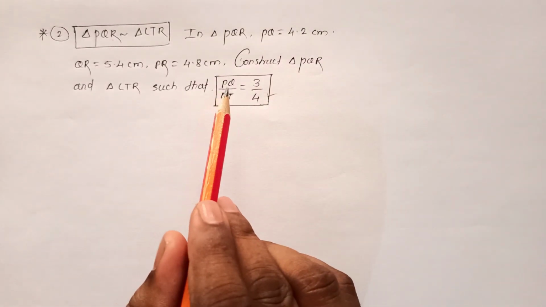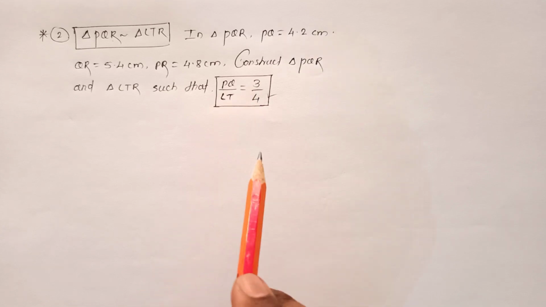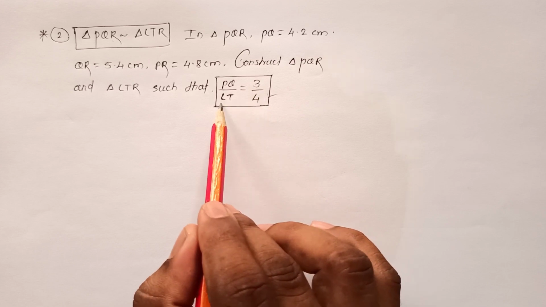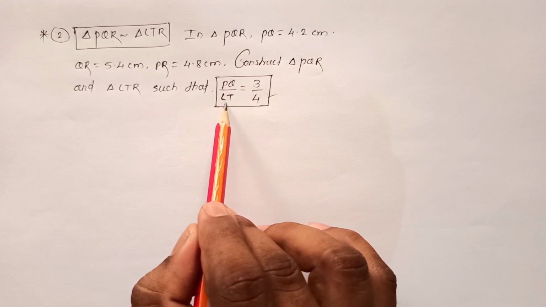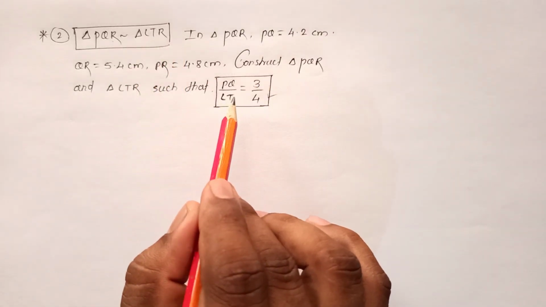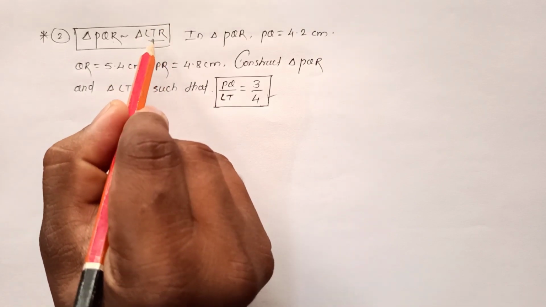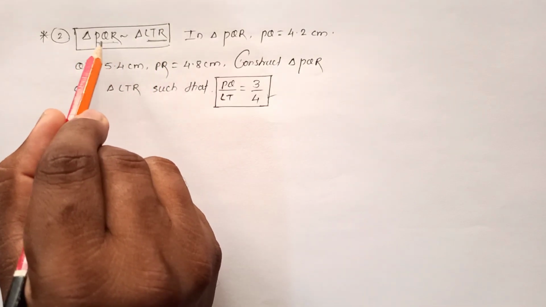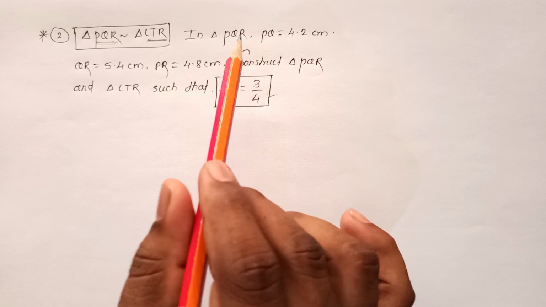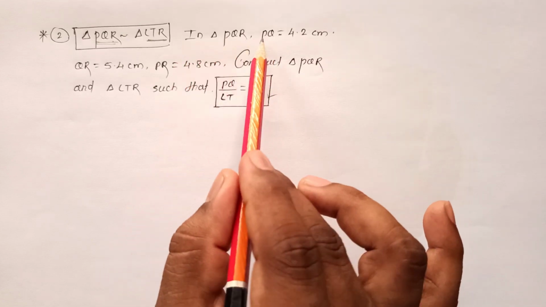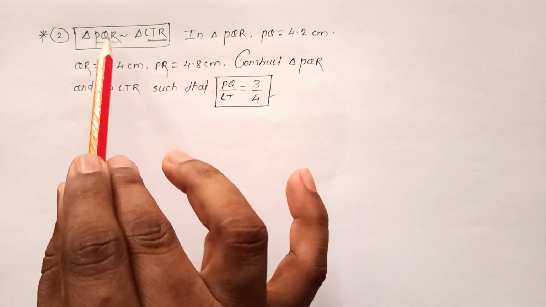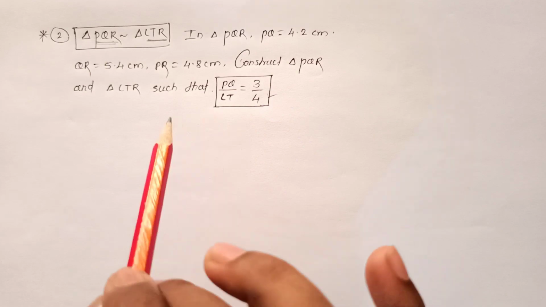Now PQ upon LT is equal to 3 upon 4. Look at this, 4 is greater than 3, and 4 corresponds with LT, and this LT is a side of triangle LTR. That means triangle LTR is the bigger one and triangle PQR is the smaller one. Now measures of which triangle are given? In triangle PQR, the three sides PQ, QR and PR are given. That means measures of the smaller triangle are given.